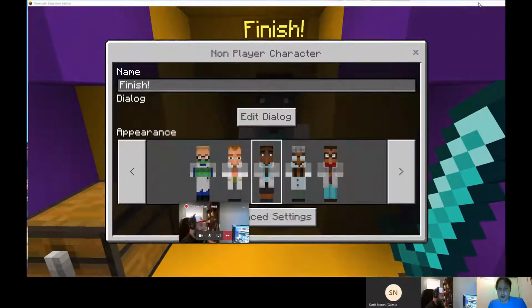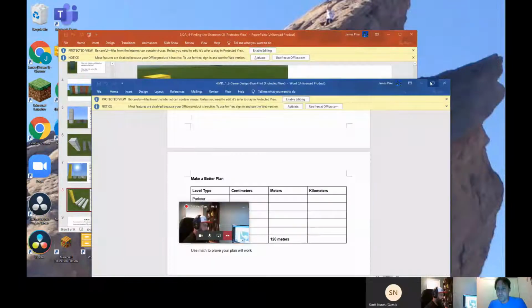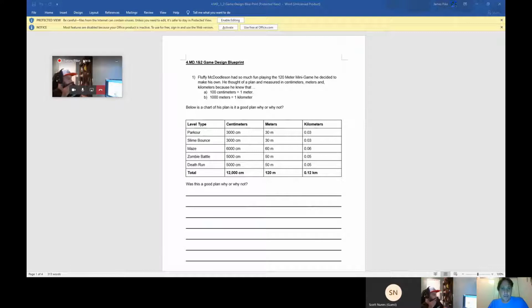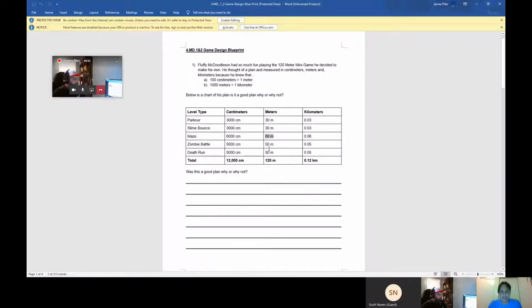Now let's get over to the worksheet right here. Once again, I like to keep it in line with the SBAC. So Fluffy McDoodleston is going to give you this terrible plan. 30 meters of his game is going to be parkour. 30 meters of his game is going to be slime bounce. 30 meters is going to be maze, zombie battle, death run, and all that equals 120 meters.